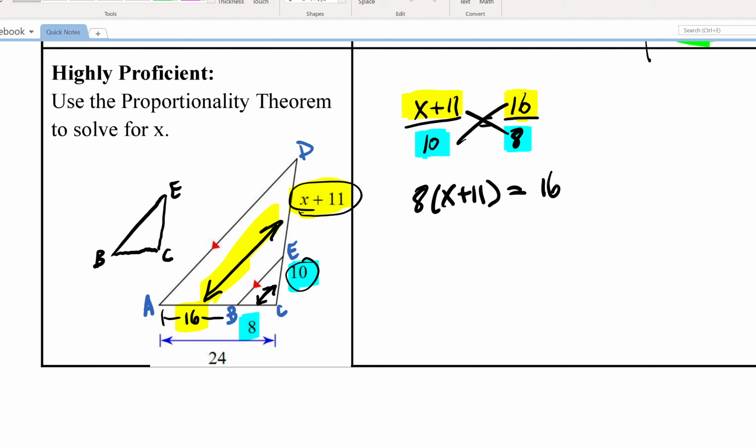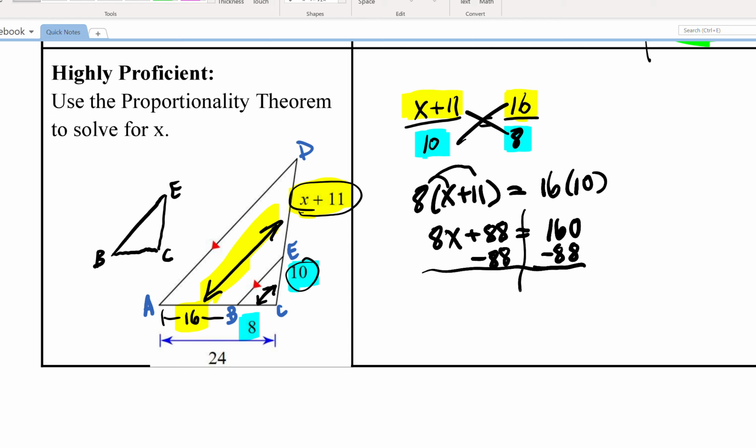to 16 times 10. And 8 times x is 8x. You got to distribute, to eliminate the parentheses. 8 times x is 8x, and 8 times 11 is 88. And this is all equal to 16 times 10, which is 160. Now the opposite of add is subtract, so subtract 88 from both sides of this equal sign.